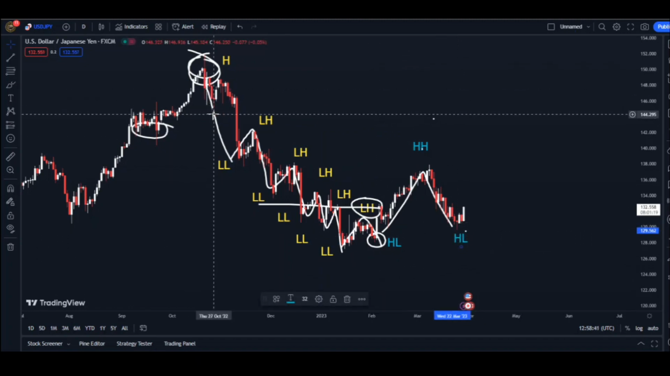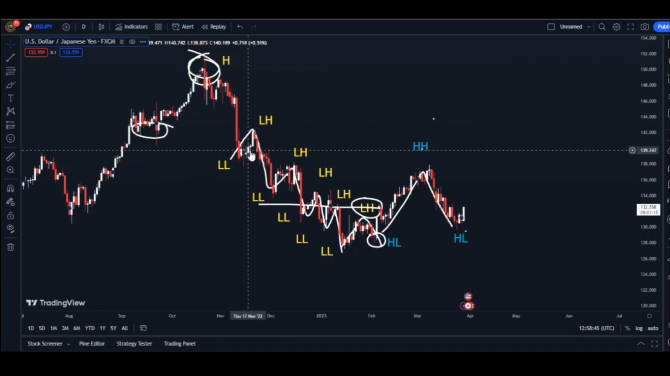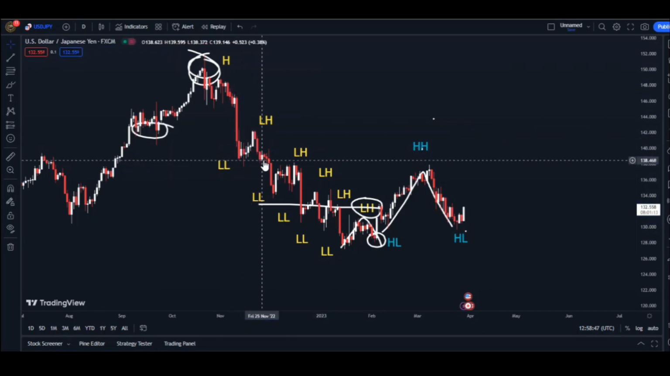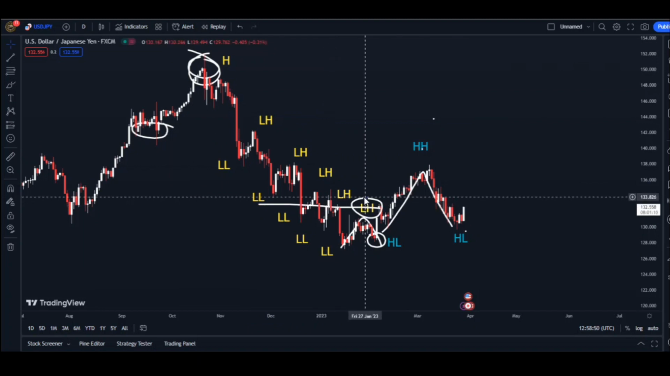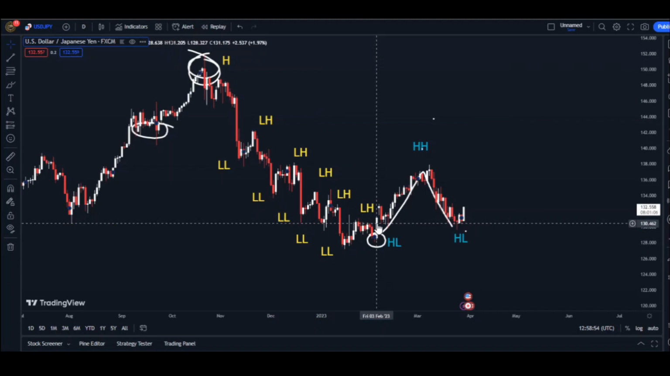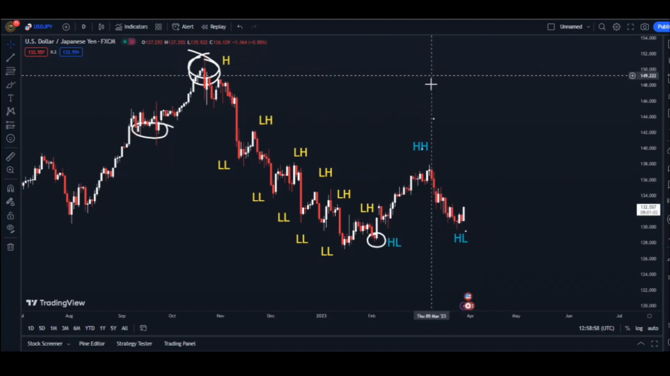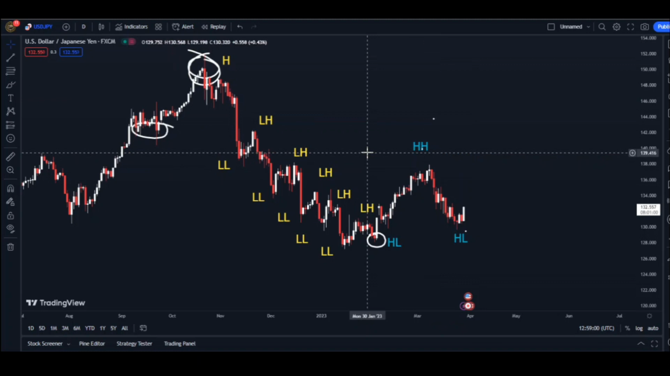So just delete all of these lines. Sorry, this will take a while, but anyways, I'll just plot. Sorry about that. So, just analyzing market structure, you already have a little bit of an idea what will be the next opportunity for you.